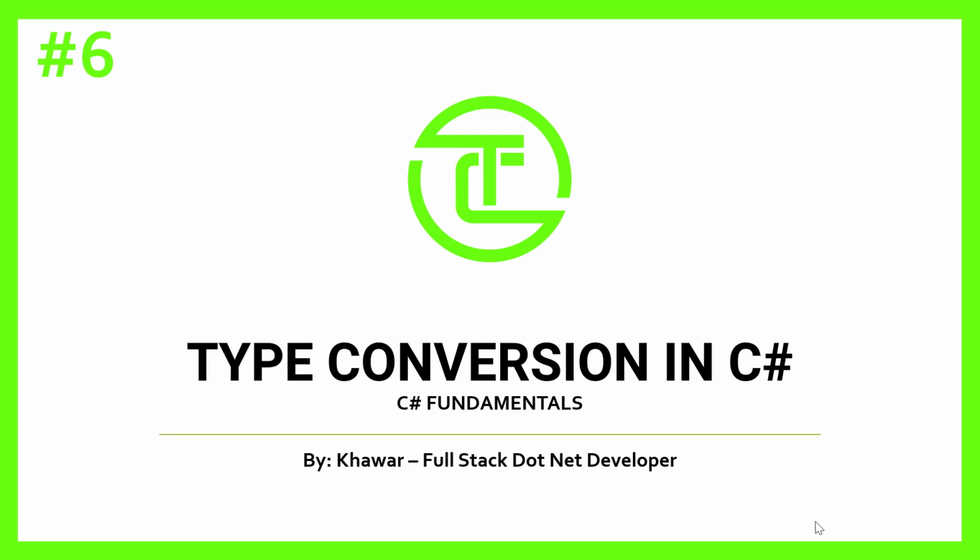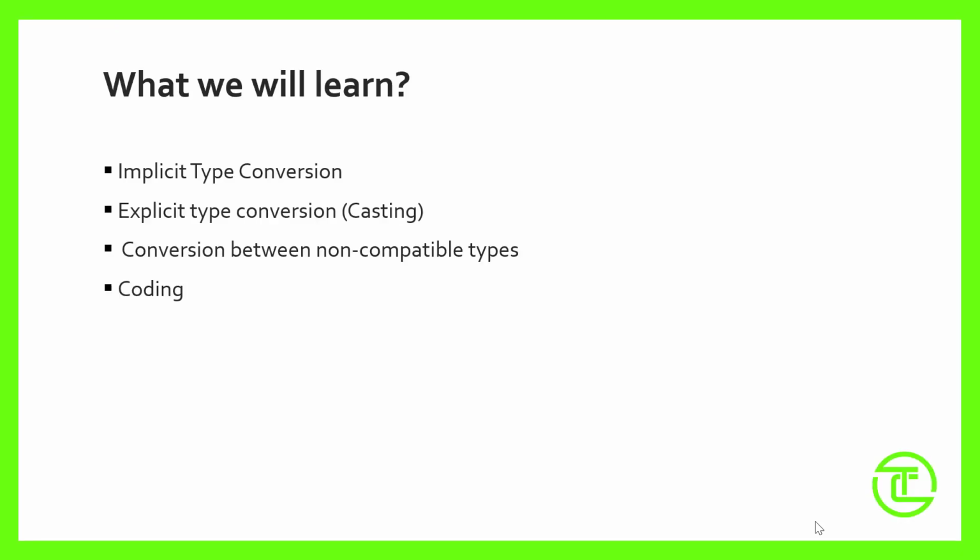In this lecture, I will talk about type conversion in C#. So first of all, I will discuss what is type conversion, then I will discuss the types of type conversion, which is implicit type conversion, explicit type conversion, which is also called typecasting. And then I will talk about conversion between non-compatible types, and at the end we will see some coding.